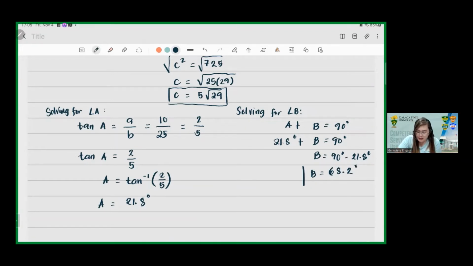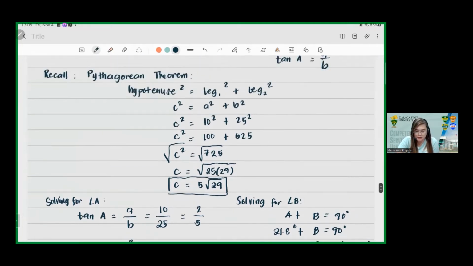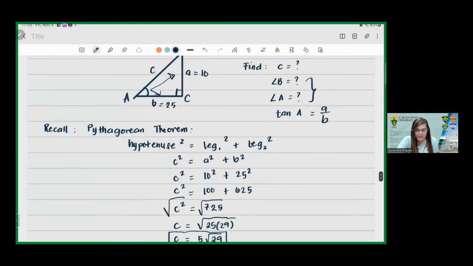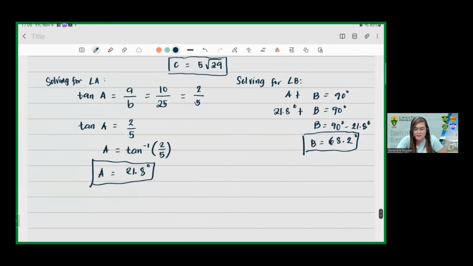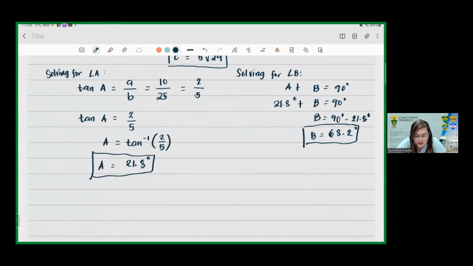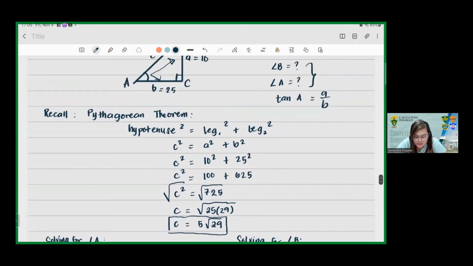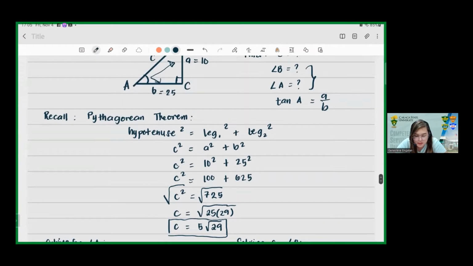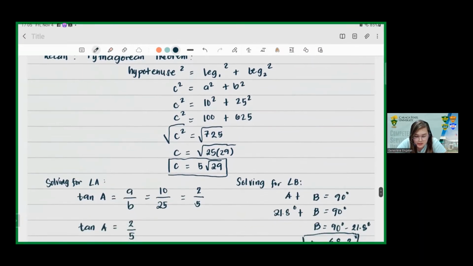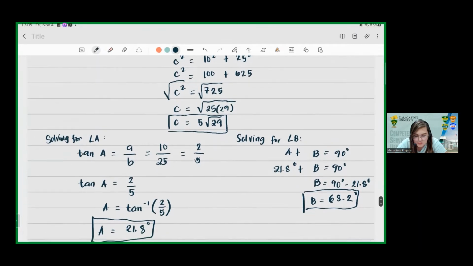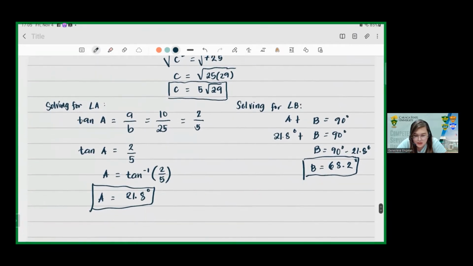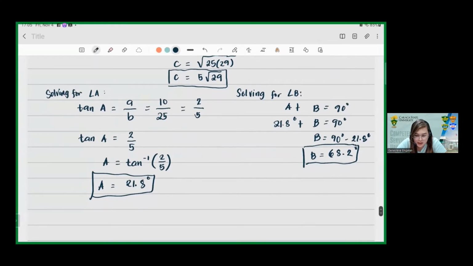Okay, so we have found all three. You have angle A, angle B, and the hypotenuse. Is that okay? You understood the Pythagorean theorem, and we also used tangent. You can also use sine or cosine, since we already got C. That works too.